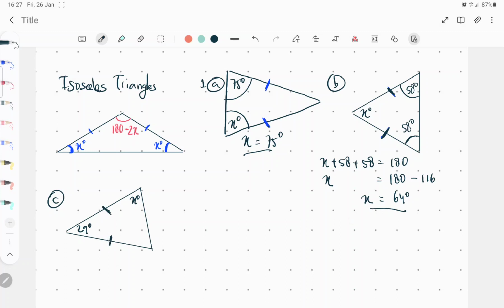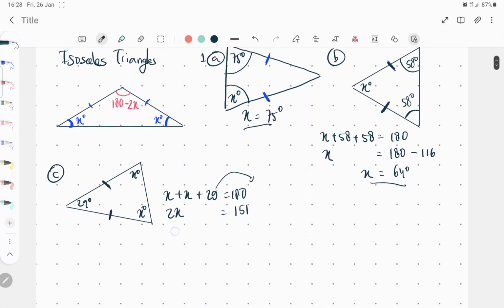If you look at this base angle, the base angle is on x, right? So you need to put x here and make the equation. You can write x plus x plus 29 equals 180. So 2x equals 180 subtract 29, which is 151. So x is 151 divided by 2 equals 75.5. That's it. So we deal with decimals.